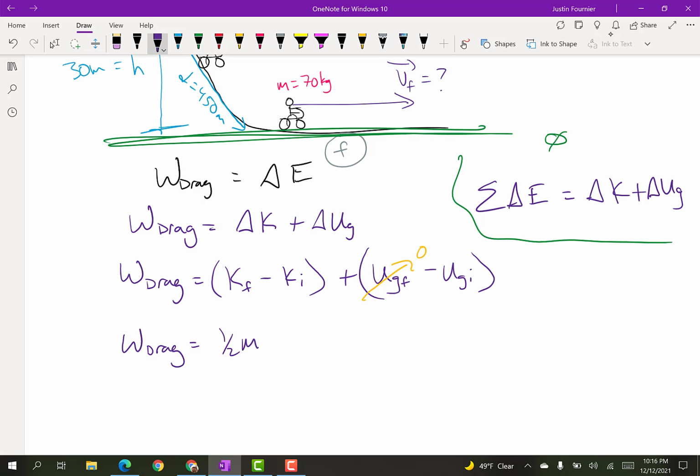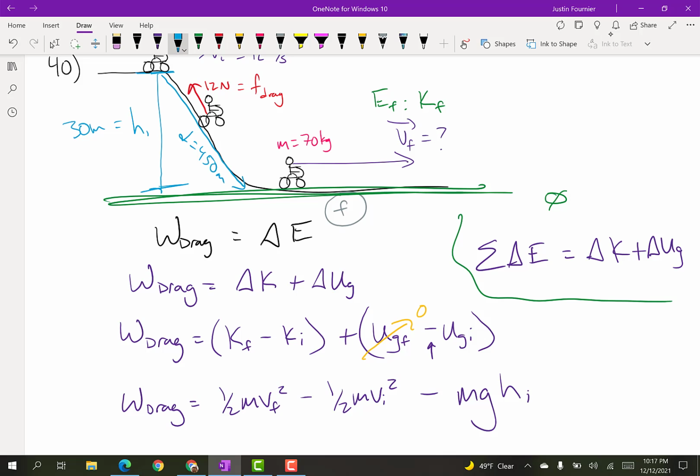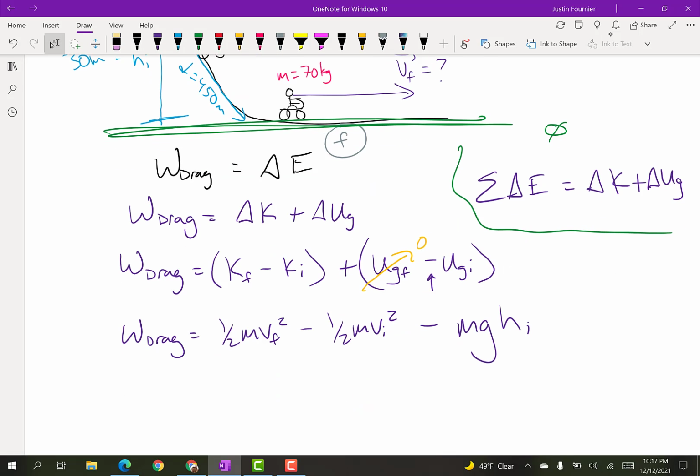So the work done by the drag force is the final kinetic energy, 1/2 m v final squared, minus the initial kinetic energy, 1/2 m v initial squared, and then minus m g times my initial height, which I can consider to be this right here. I'm trying to solve for this final speed, and I think I know everything. I'm going to isolate v final, but I still need to unpack this drag force.